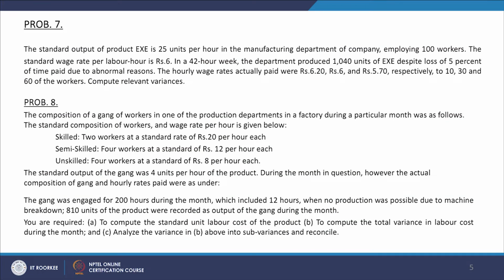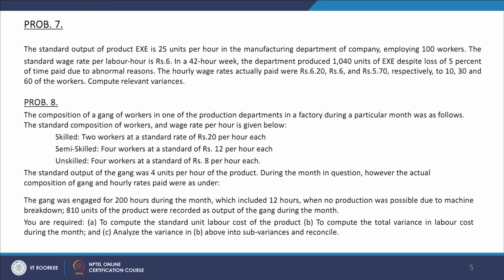Now, during the month in question, however, the actual composition of the gang and hourly rates paid were as under. They are different, because it is quite possible you do not get the skilled labor as you want, so sometimes we have to change the composition. Skilled we expected to hire 2, so we have hired 2, they were available. And the rate paid to them is again 20 rupees, which was the standard rate. So, there is no deviation between the standard and actual.